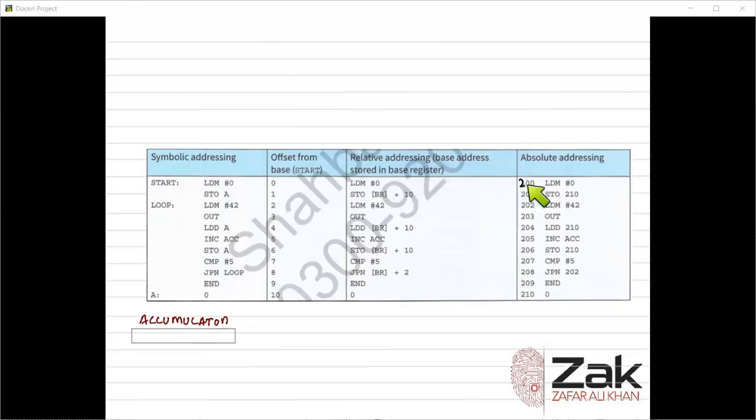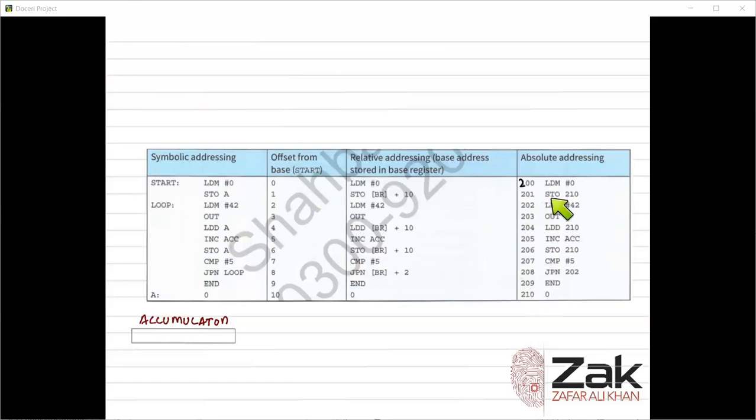This address 200 is now named as start. How do we know that this is the name? Because of this colon. All right. So this 202 is now called loop because it is with colon. This is 210. This is now called A with colon. We don't call them either name or variable. In low-level languages, we call them symbols.